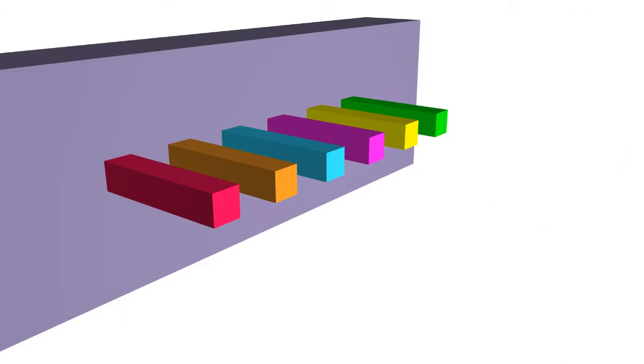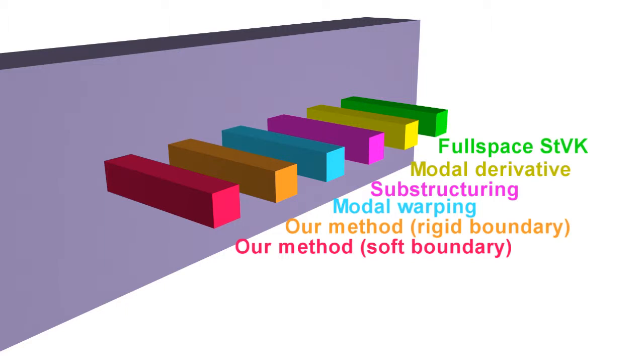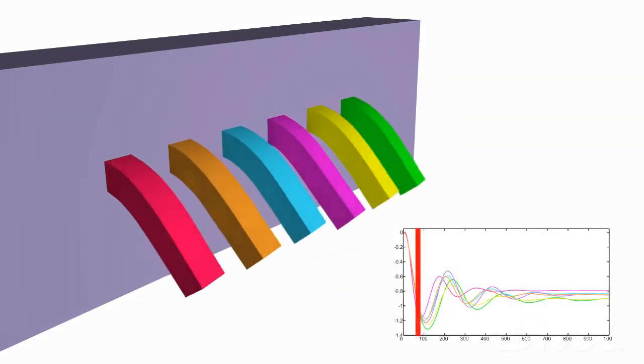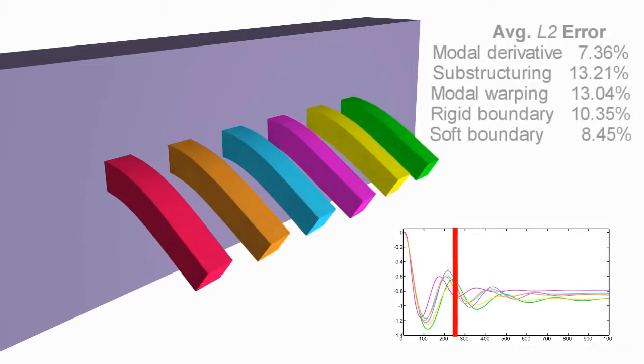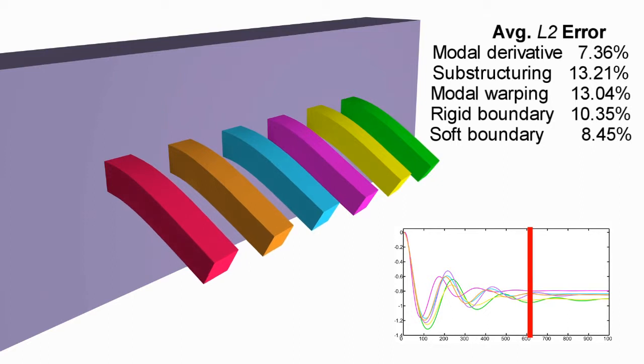In this comparison, we quantitatively compare the simulation accuracy of our method with other simulators. From right to left, each bar model is simulated with nonlinear full-space simulator, modal derivative, deformation substructuring, modal warping, and our method with only rigid boundary modes and with soft boundary mode. All the simulators use the same material settings. The figure shows the average y directional displacement of the vertices on the free end of the bar model. We can see that all the simulators have very similar trajectories.